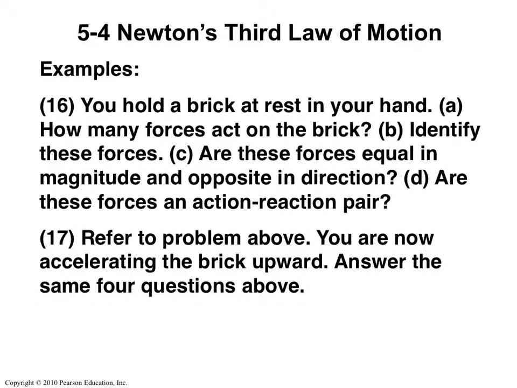Now, question, identify these two forces. So there are two forces. That's the weight exerted by the Earth's gravity. That's the force exerted by your hand supporting the brick to prevent it from falling downwards. Okay? Now, they ask, are these two forces equal in magnitude and opposite in direction? Okay, we can apply Newton's second law. If the brick is stationary, what is a? Zero. Its velocity is not changing.